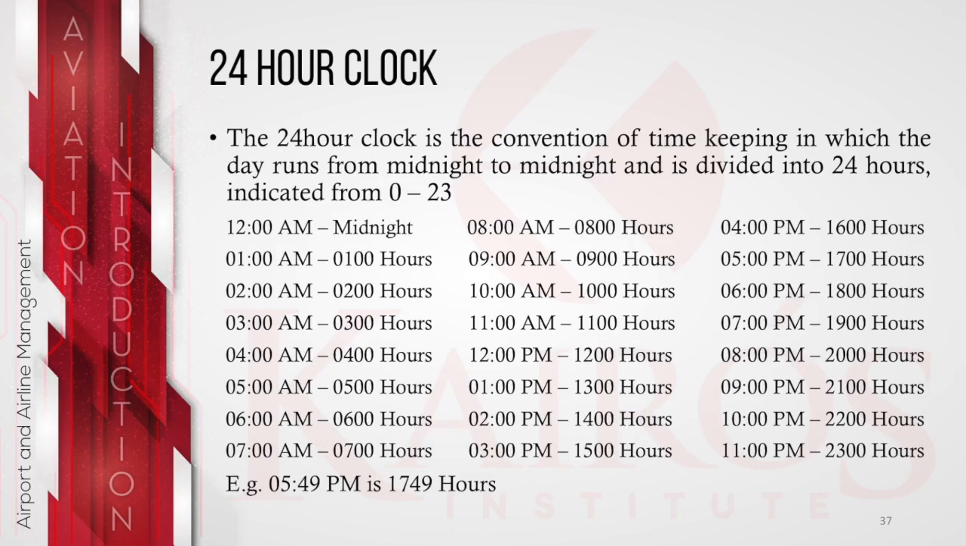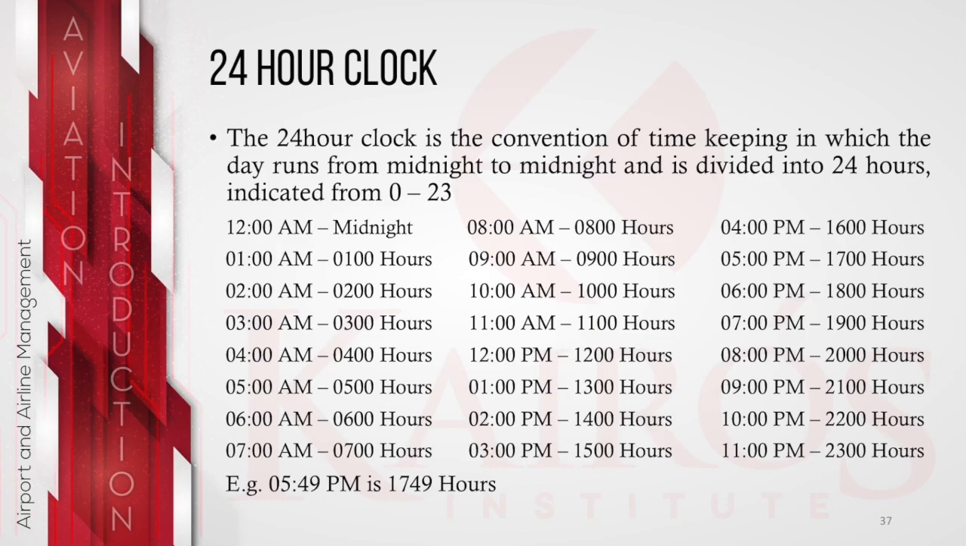24-hour clock. The 24-hour clock is a convention of timekeeping in which the day runs from midnight to midnight and is divided into 24 hours, indicated from 0 to 23. In the aviation industry, we do not follow the standard 12-hour clock format. We follow the 24-hour clock format. We don't use AMs and PMs. Instead, there are examples given below.